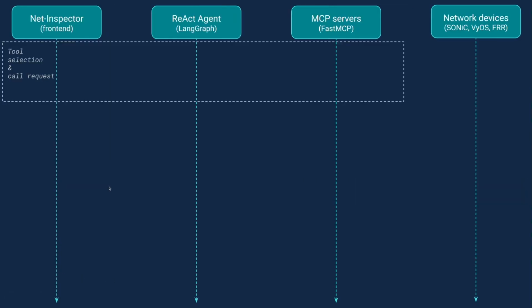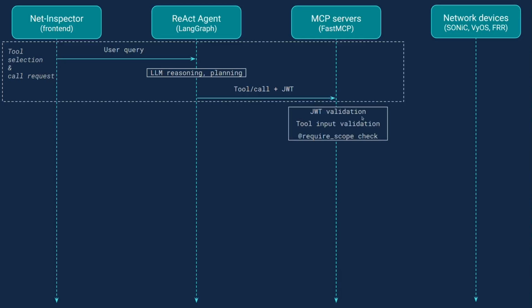In the next phase, of course, the user is asking queries that are being passed to our agent. The agent runs some reasoning based on the available tools and the user intent in the query, and decides which tool to call and how to parameterize it, and requests the tool execution from the MCP server.